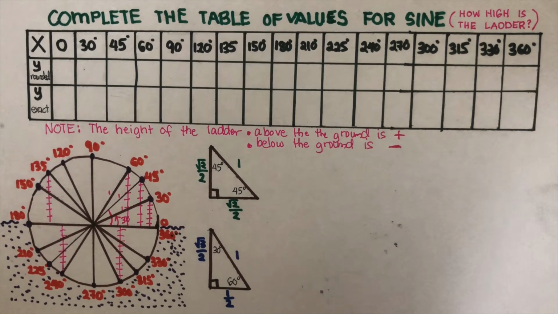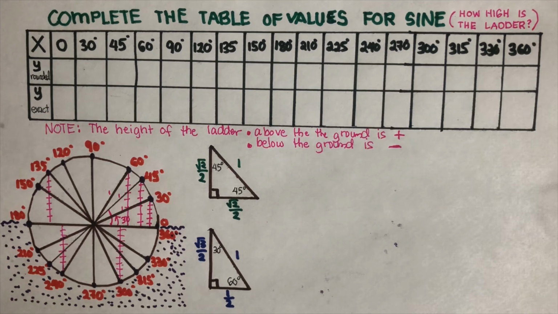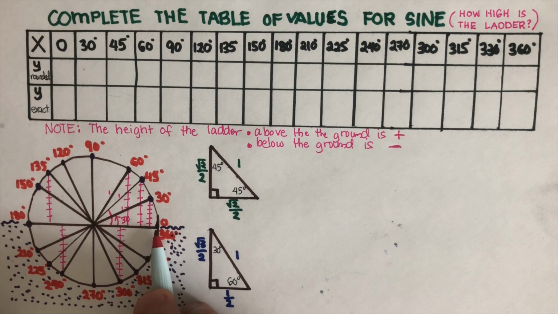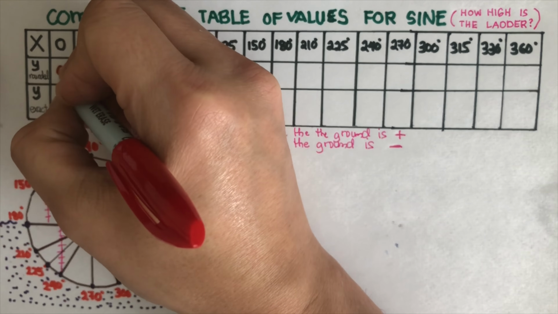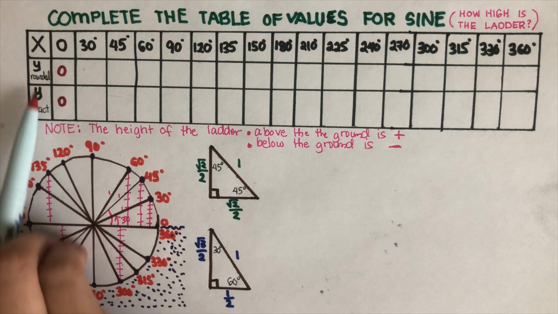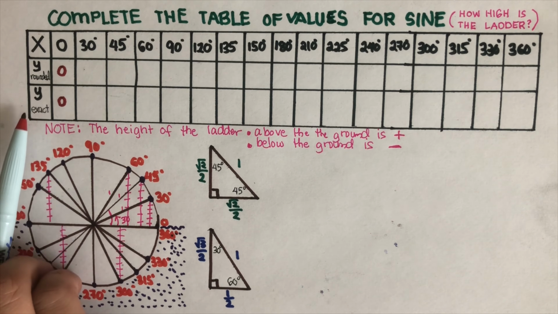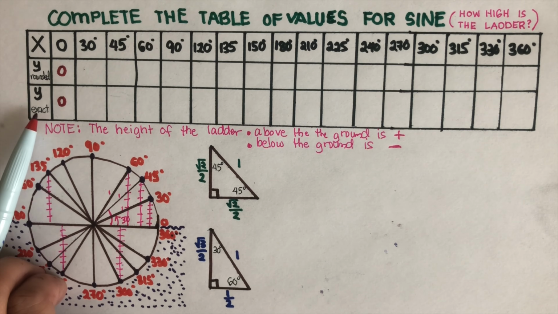We're going to start first with 0. At 0 degrees, what is the height of the ladder? That's the first one here. From the ground, they go in, so there's no height for that. We can say this is 0 and 0. By the way, there are two y values that we have over here. The first y is the rounded value. The second y is the exact value.